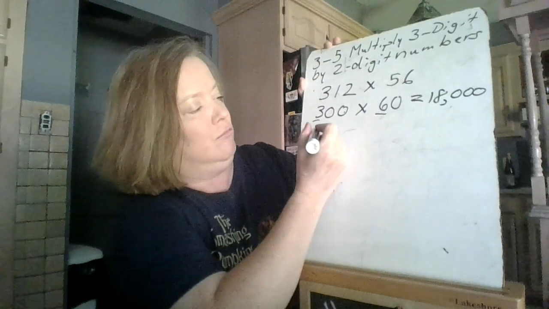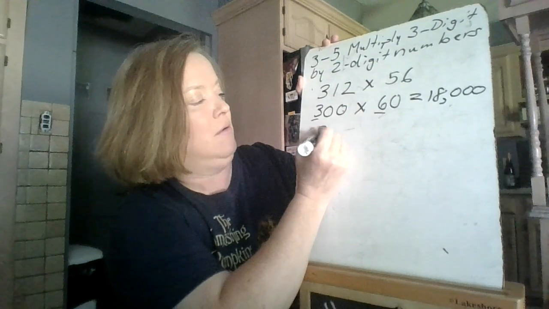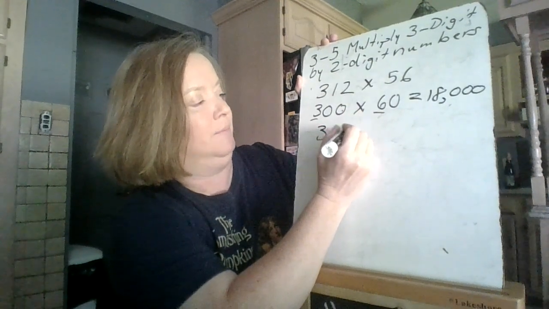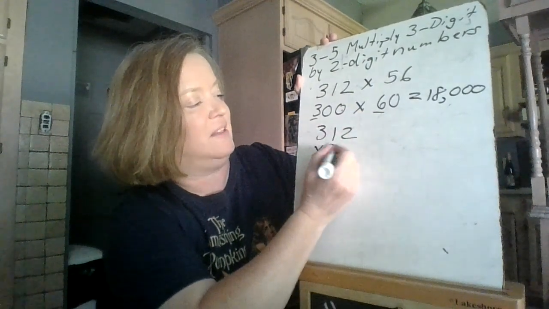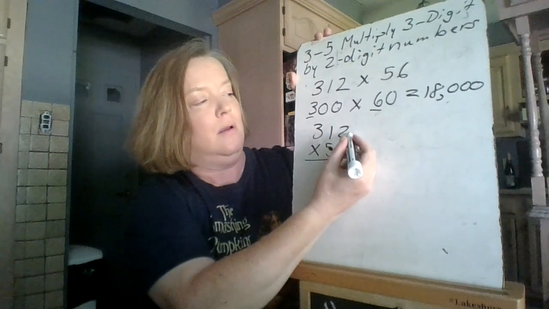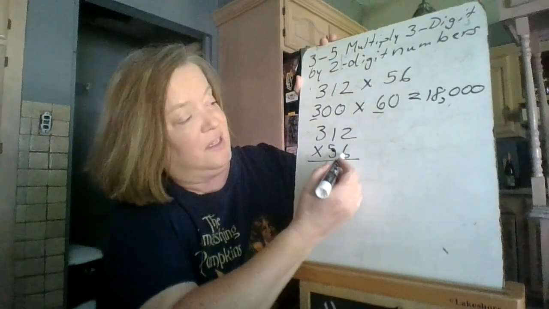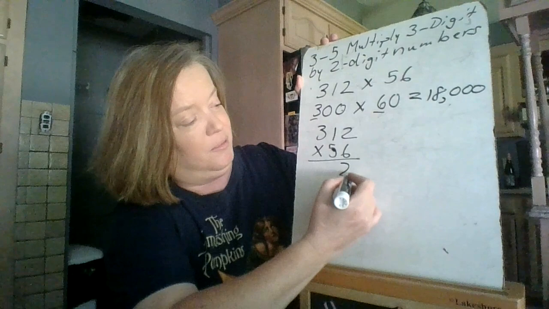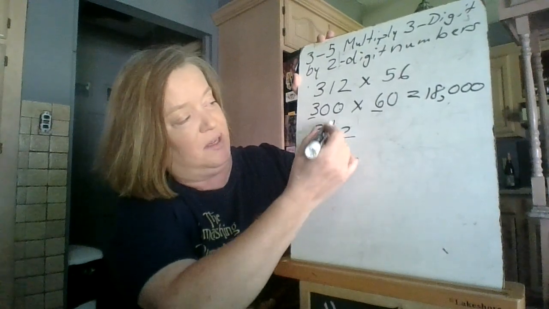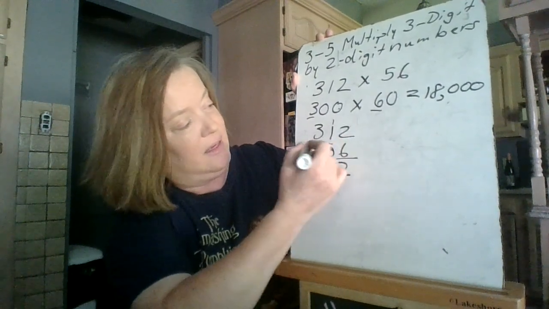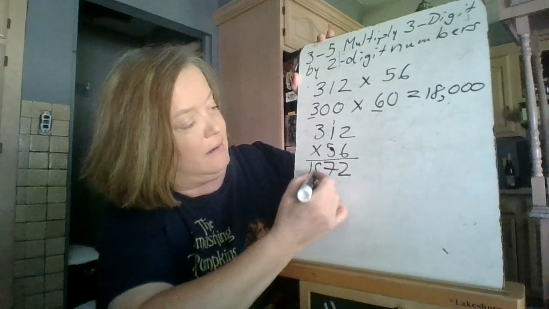Okay, so let's really try it out now. So I have 312 times 56. I'm going to do the standard algorithm. So 6 times 2 is 12. Put down my 2, carry my 1. 6 times 1 is 6, plus 1 is 7. 6 times 3 is 18.